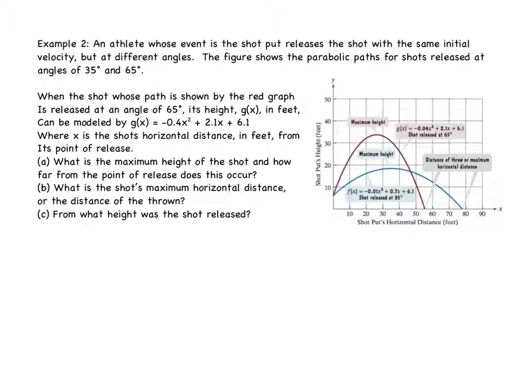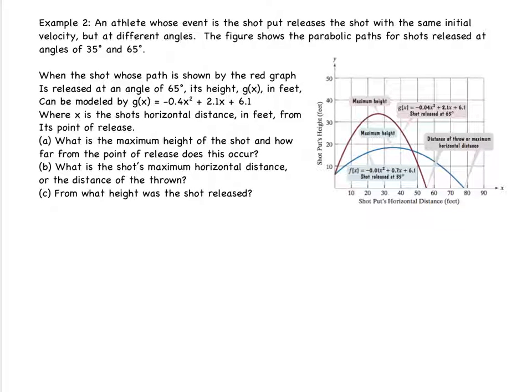All right, next we're going to work on a couple of different word problems. And right away in this first one, I noticed too late, that this equation is mistyped. The decimal's in the wrong spot. So for this problem, we're using this red graph, which is that equation, which is g of x equals negative 0.04 x squared plus 2.1x plus 6.1. I had the decimal off in mine.